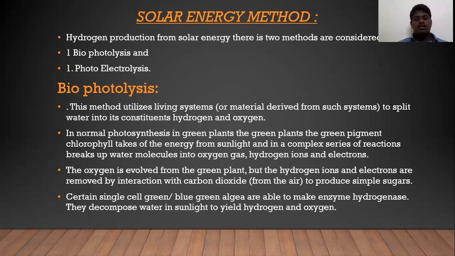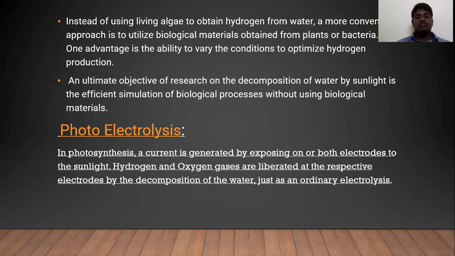Certain single cell green or blue green algae are able to make the enzyme hydrogenase. They decompose water in sunlight to yield hydrogen and oxygen. Instead of using living algae to obtain hydrogen from water, a more convenient approach is to utilize biological materials obtained from plants or bacteria. One advantage is the ability to vary the conditions to optimize hydrogen production. An ultimate object of research on the decomposition of water by sunlight is the efficient simulation of biological processes without using biological materials.